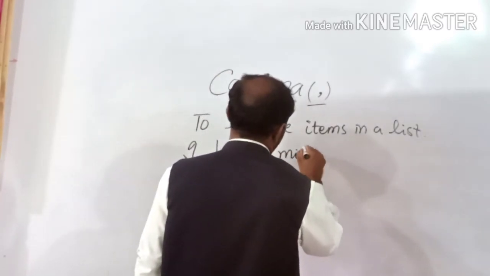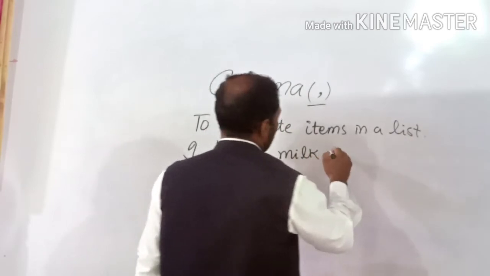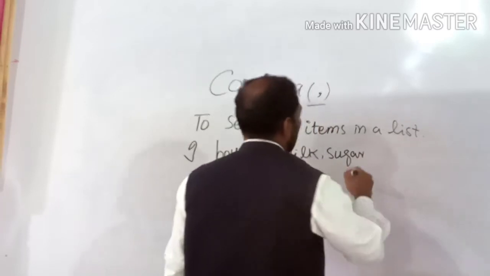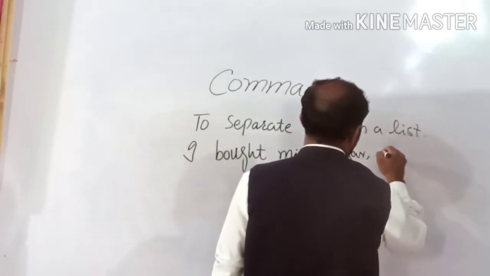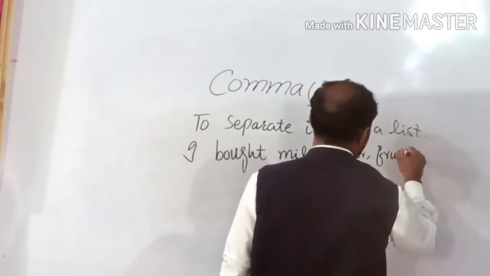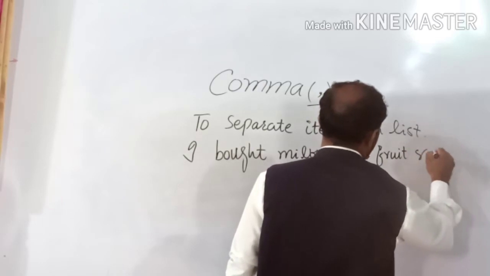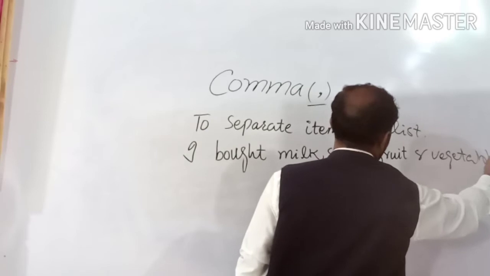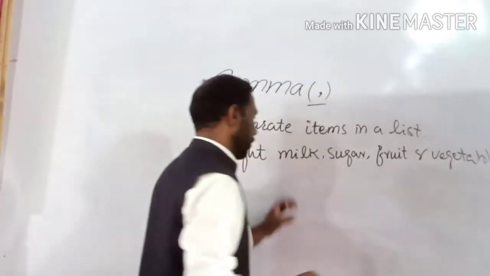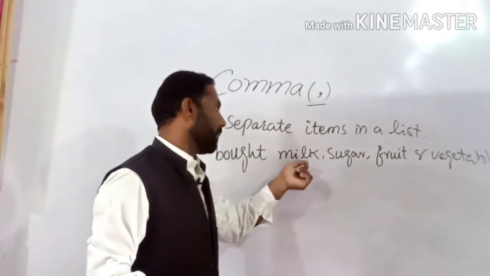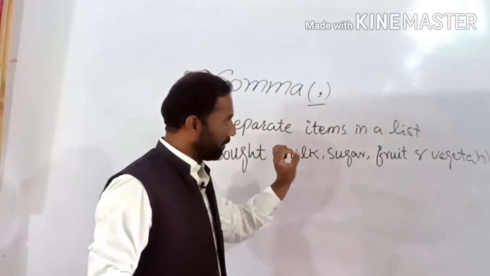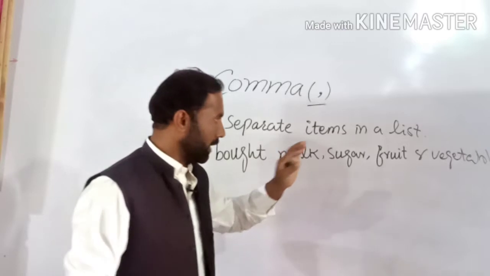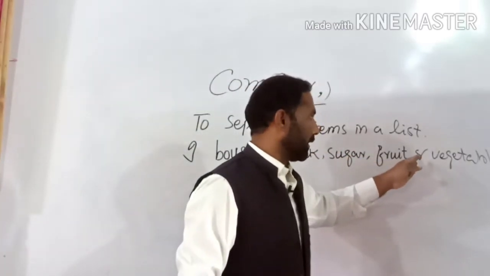milk, sugar, fruits and vegetables from the market. So we are here using the comma to separate all the items except the last item. We would not use the comma there, we would use the conjunction.